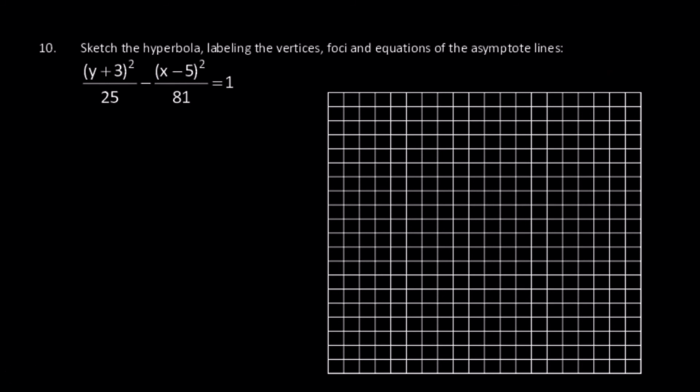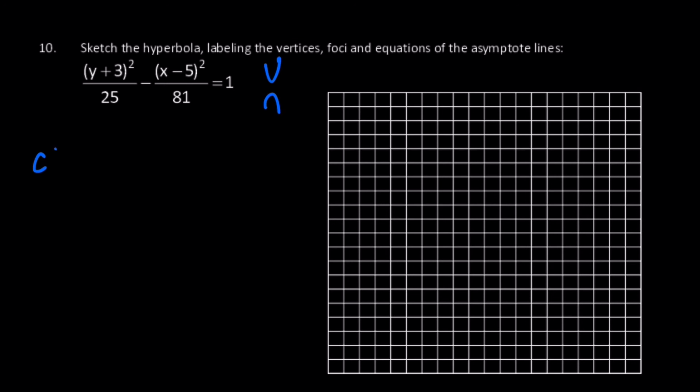We're given a hyperbola in standard form. It says label the vertices, foci, and equations of the asymptote lines. First thing, before I even get to that, notice our standard form equation. It's a y squared minus x squared. So that means my hyperbola is an up-down hyperbola. Keep that in mind.